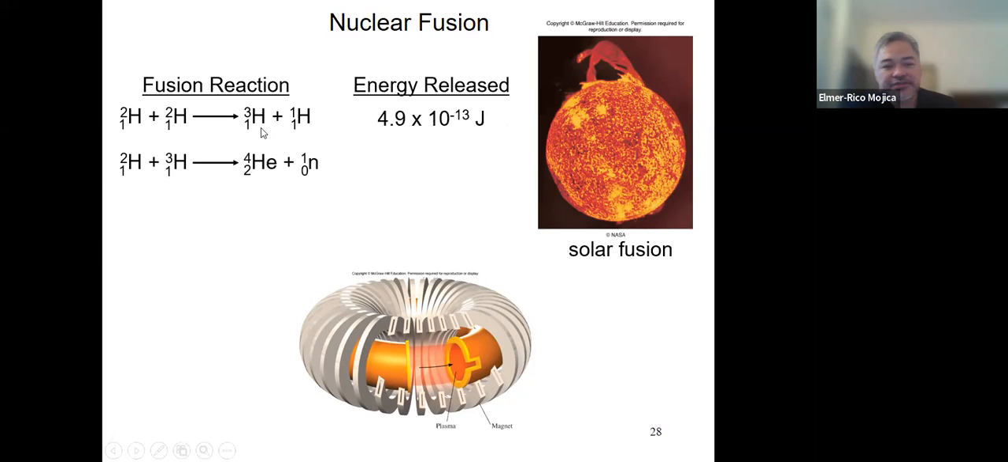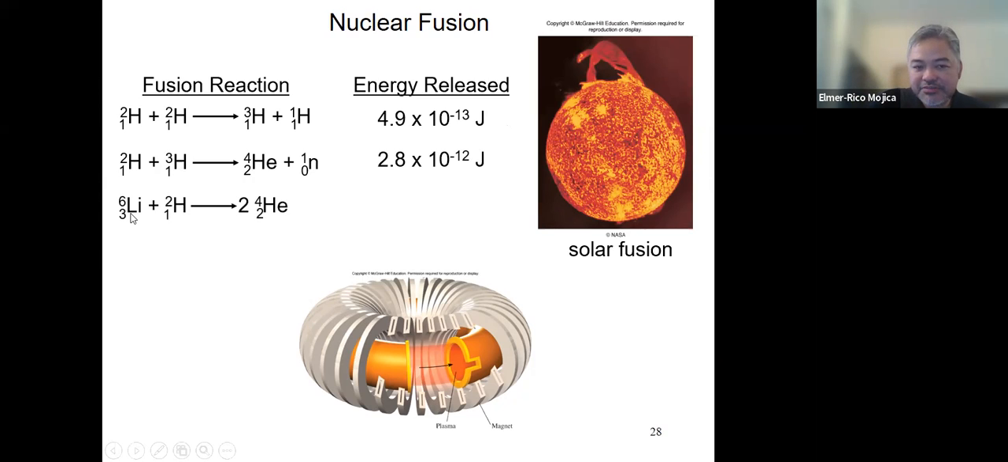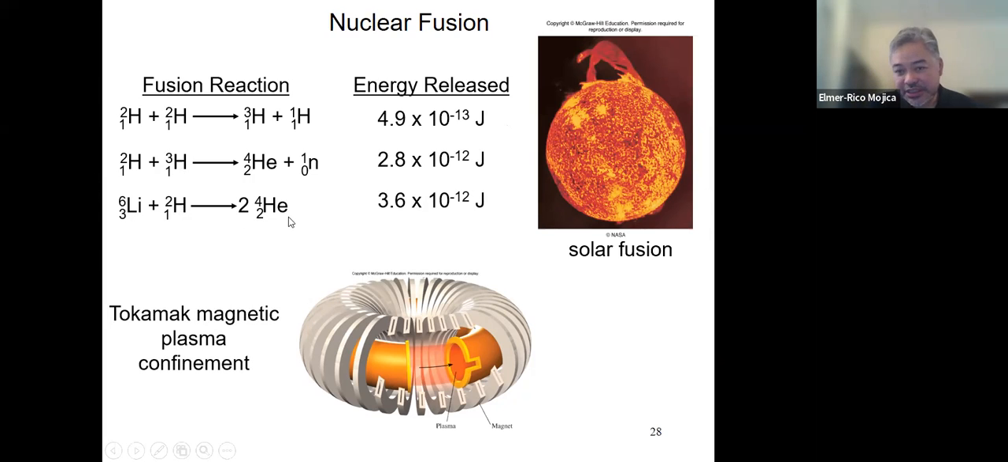So you have here deuterium producing tritium, and then deuterium reacting with tritium to produce helium. And then you have lithium reacting with hydrogen to produce helium. And each of them would produce a certain amount of energy, and this is per atom that is produced. So those are, we could say, the sources of energy from nuclear resources.